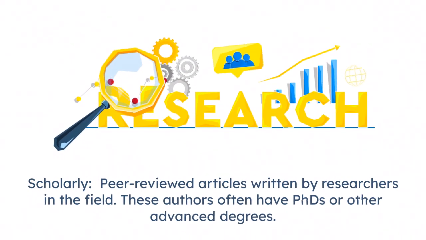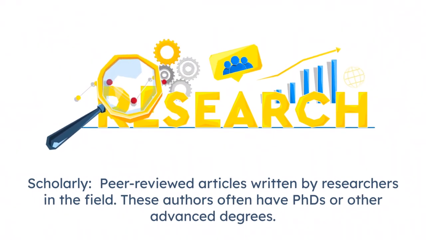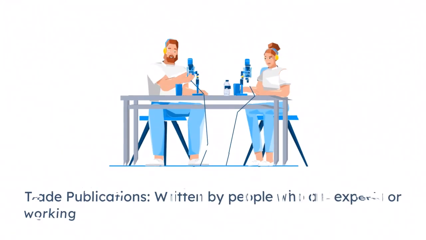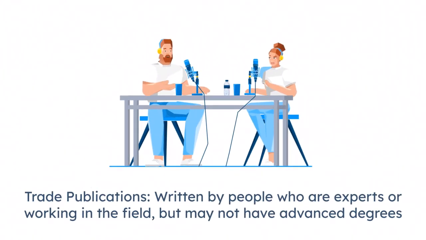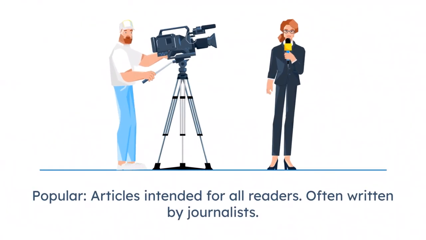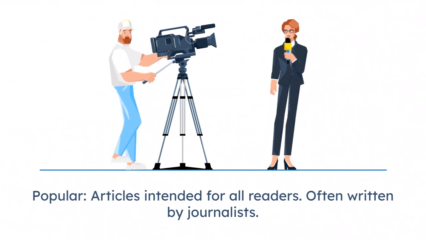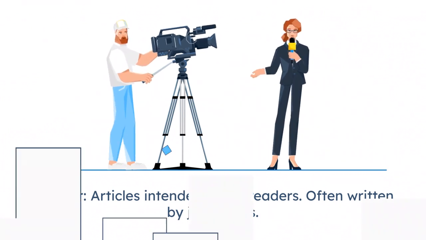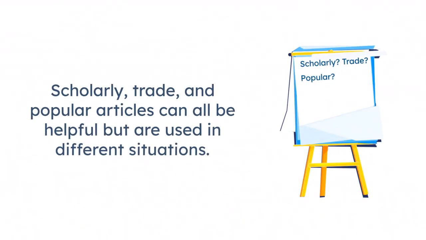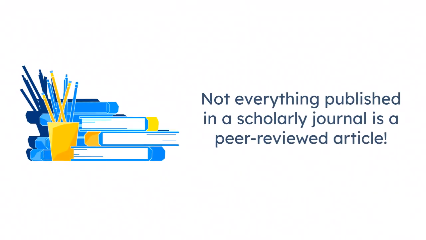Scholarly publications are peer-reviewed articles for experts written by researchers. Trade publications are articles for professionals written by field experts or staff writers. Popular publications are general audience articles written by journalists or freelancers. Each serves a different purpose and audience. But remember, not everything in a scholarly journal is necessarily a scholarly article.